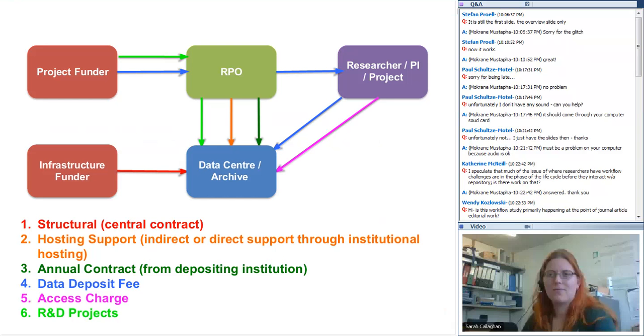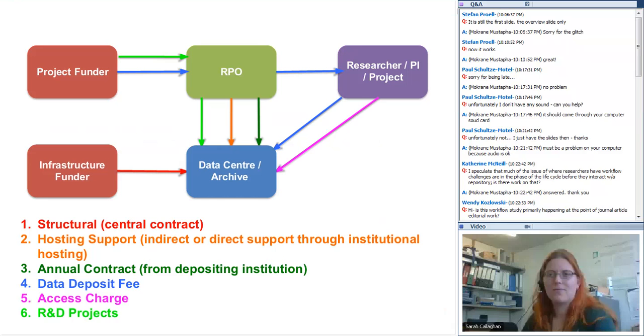So that leads to the approach that we're taking to try and analyze the income streams that data centers may have. And this is a simplified model, which we intend to use as the basis for our initial interviews. So this really just breaks down the ways in which a data center providing long-term stewardship for research data may receive income. Maybe direct payment from an infrastructure funder, a research funder, structural funding, central contract, which is the red line there, number one.